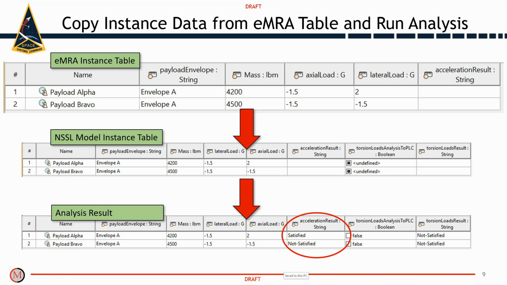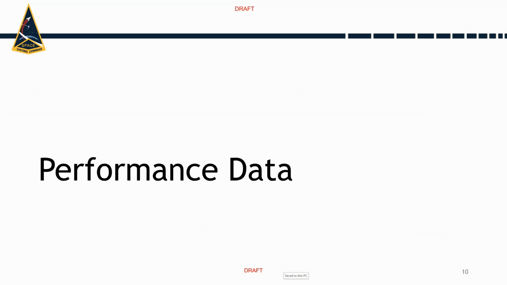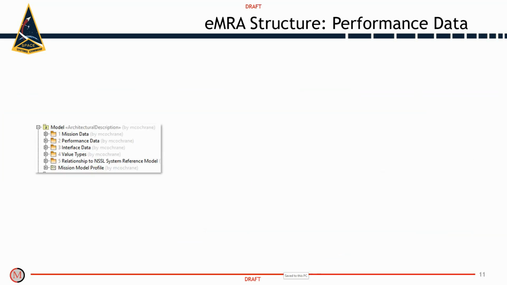So for example, in this case, the requirement was satisfied for payload alpha, but it was not satisfied for payload bravo, given those particular conditions and under that constraint. So that's one way that we can look at the interface data. The performance data is a similar structure.